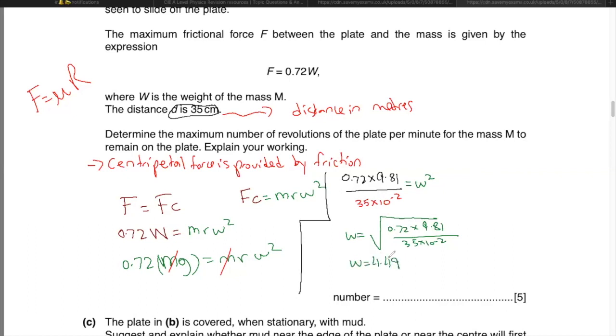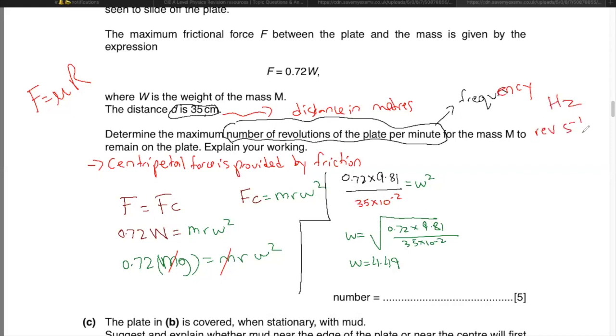Now, what do we need? We need to find the maximum number of revolutions, right? And I also know that number of revolutions per minute, this is the frequency, isn't it? So if my frequency is per minute, that means when I find my frequency, that's not the end. Because we know that the unit of frequency is hertz, and hertz is revolution per second. So that's for later.